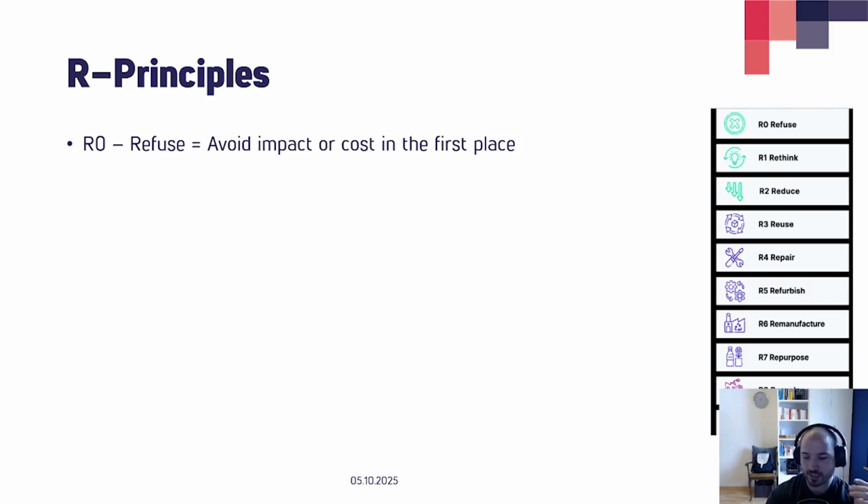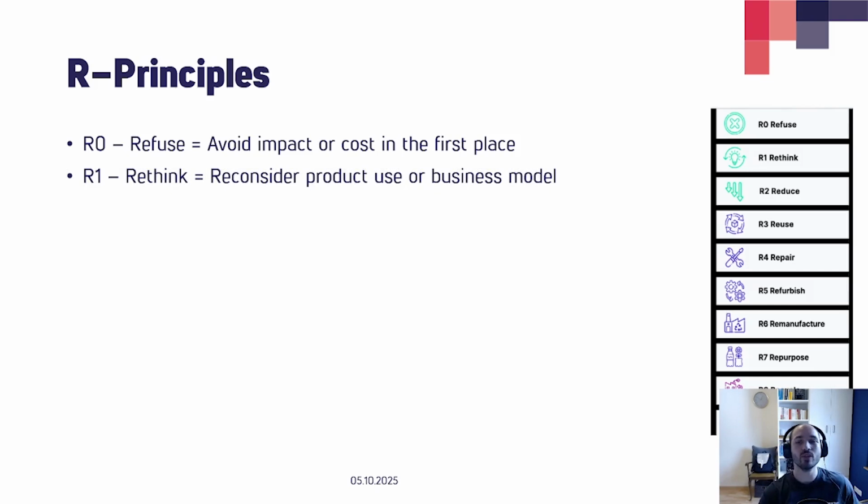Or another example would be you have 5 packaging steps and you just eliminate 1 or 2 of them. And then you just have 3 packaging layers, and in the end, you're still sterile and you're saving a lot of cost and impact. Then rethink. Reconsider the product or your business model in a way to reduce the impact. So fundamental differences in concept.